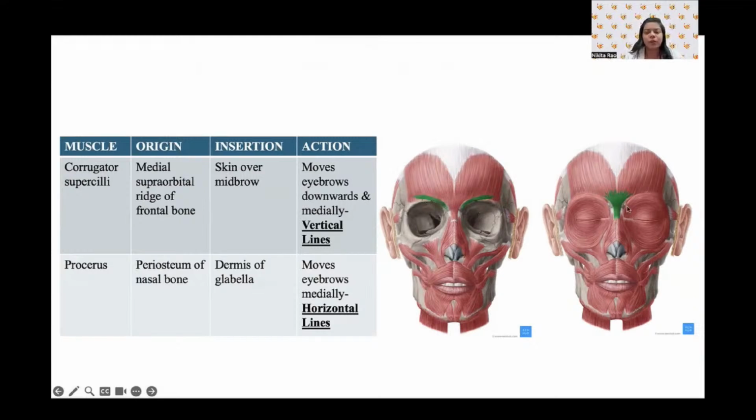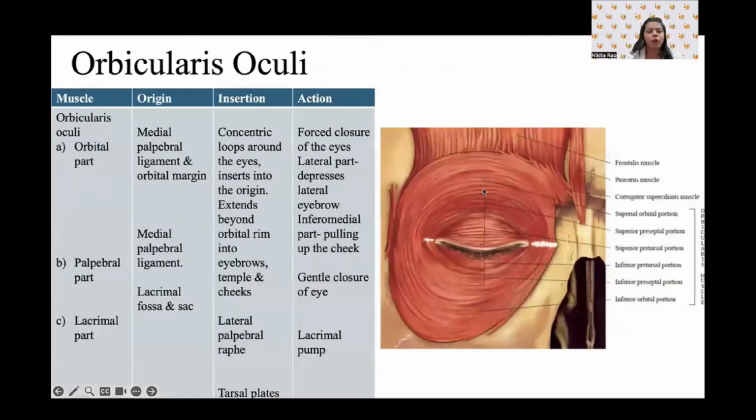Procerus is a pyramidal shaped muscle originating from the periosteum of the nasal bone and inserting into the dermis of the glabella. It helps in moving the eyebrow medially and leads to horizontal lines. Coming to orbicularis oculi, it is mainly divided into the orbital part, palpebral part, and lacrimal part. The orbital part is the one we are most concerned about.